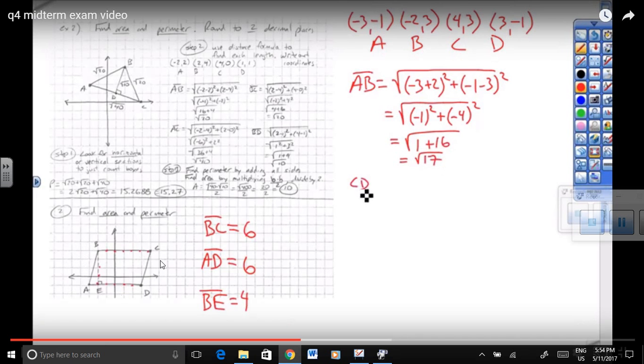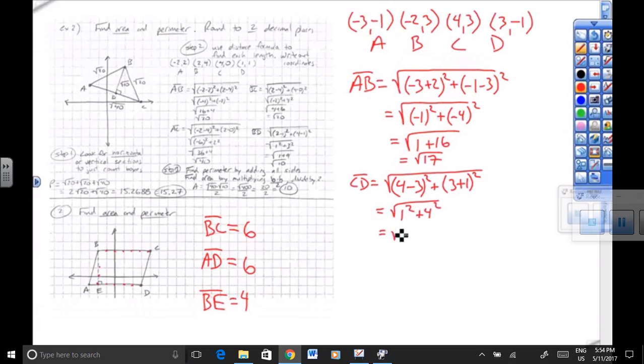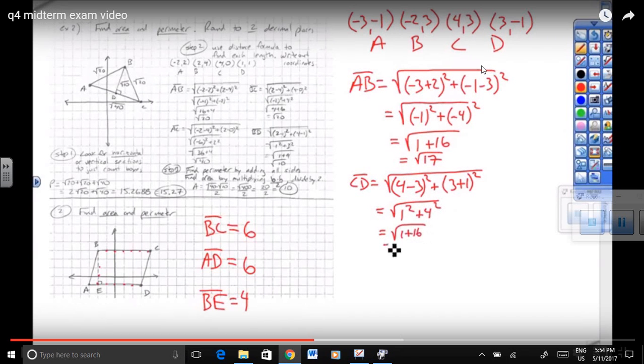To find CD, that is the square root of C, 4 minus 3 squared, plus 3 minus 1 turns to 3 plus 1 squared. Gives me 1 squared plus 4 squared, which is the square root of 1 plus 16, which is the square root of 17. So my lengths, I have 6 down here, 6 on top, root 17, and then by mistake here I wrote 3 at first, but I will change that to a 4, I promise.